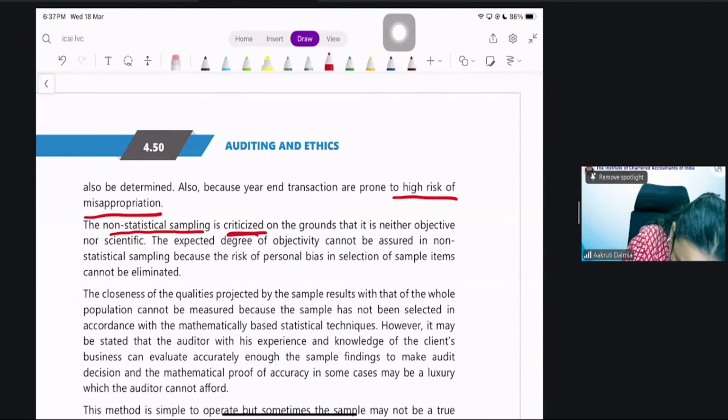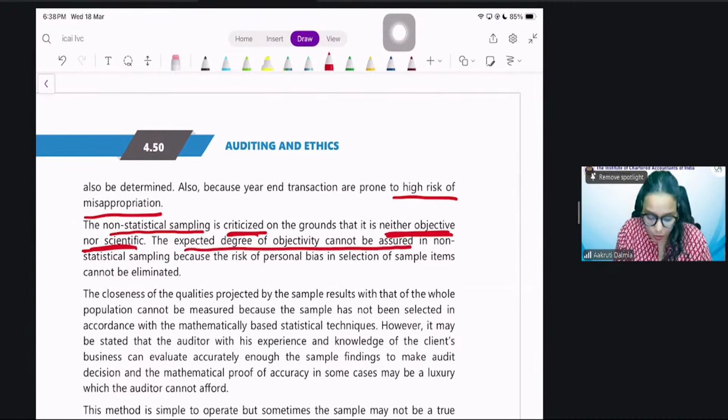It is criticized that it is neither objective nor scientific. Expected degree of objectivity cannot be assured because there is risk of personal bias. What is there? Non-statistical sampling. क्यों criticize होता है? Why criticize? It is neither objective nor scientific. The expected degree of objectivity cannot be assured and there is a risk of personal bias.